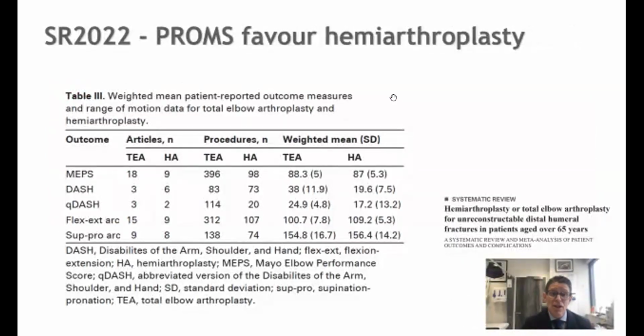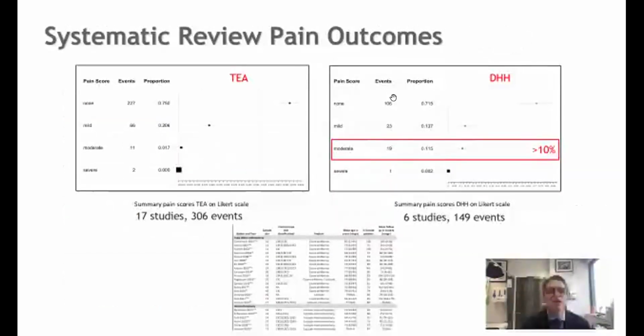A group from Exeter looked at similar data and concluded that functional scores were in favour of hemiarthroplasty over total elbow replacement, but neither of these systematic reviews looked at pain outcomes following hemiarthroplasty and total elbow replacement. And we've recently completed a systematic review, of which the most important take-home message was that in the distal humerus hemiarthroplasty group, based on currently available literature, there appears to be over 10% risk of moderate pain ongoing after that procedure, which we didn't see from the total elbow arthroplasty literature. But again, this is not a randomized controlled trial, and the data should be interpreted with caution because of the risk of bias.